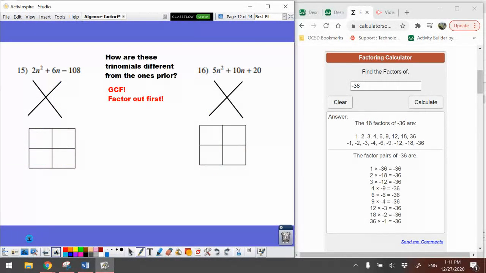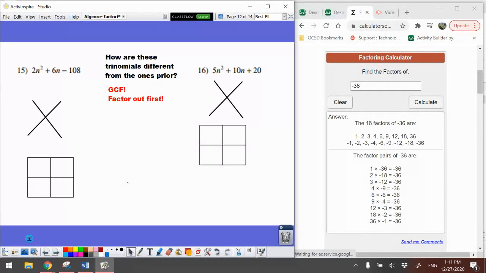Okay, now let's take a look at ones that have a GCF. So 2 times 108, those are big numbers. We don't want that big of numbers, okay? So let's go ahead and divide by 2 and see if we can make this a little smaller so we're not looking at giant numbers. Maybe if we divide by 2, things will get easier. So 2 divided by 2 is 1, so that's a 1n squared, a 3n, and a 54. Well, that's so much easier. 1 times negative 54 is negative 54 and a positive 3. So go ahead and hit pause, see if you can come up with those answers.